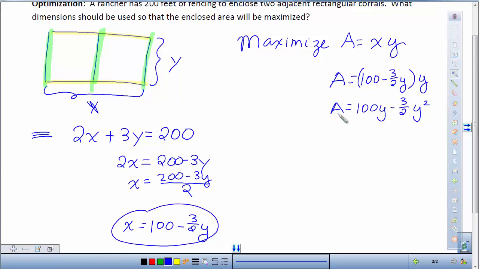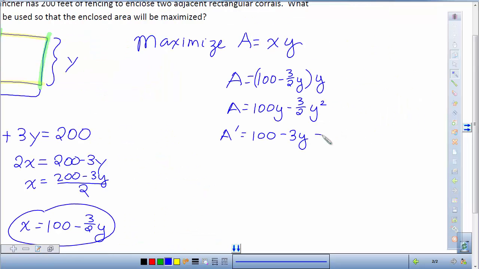In order to figure out where this function might have a maximum, the first thing I'm going to do is take a derivative. We get A prime is equal to 100 minus, if I bring the 2 out front and multiply it by 3/2, we get 3y. In order to find my critical values, I'm going to set this equal to 0, and we get 100 equals 3y, or y equals 100 over 3.